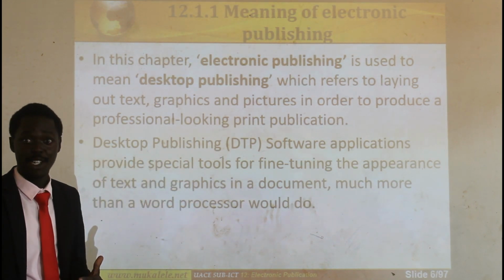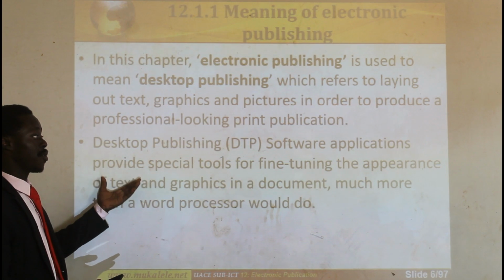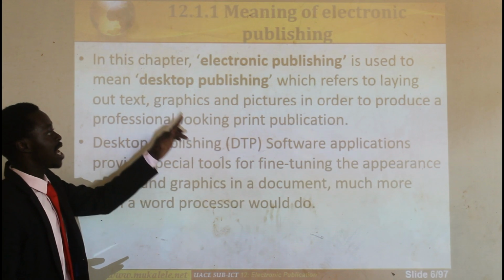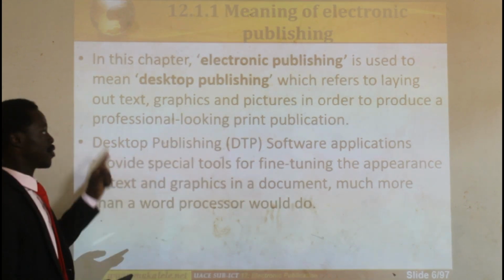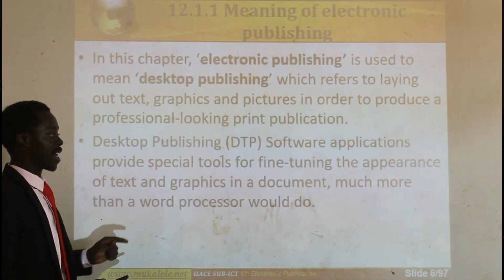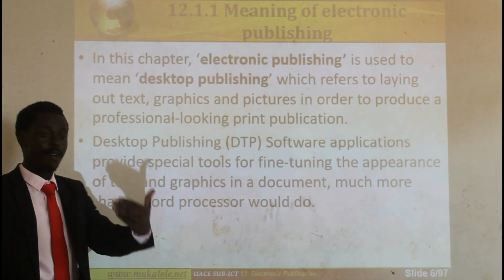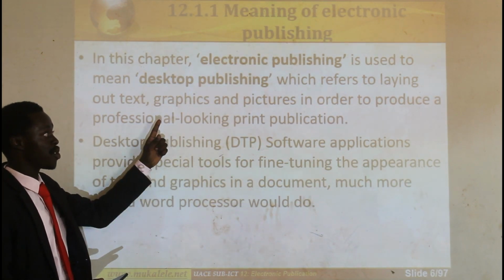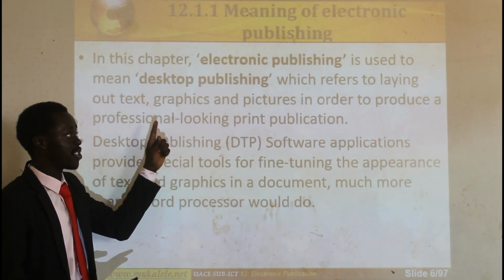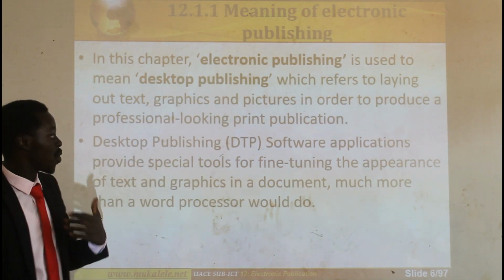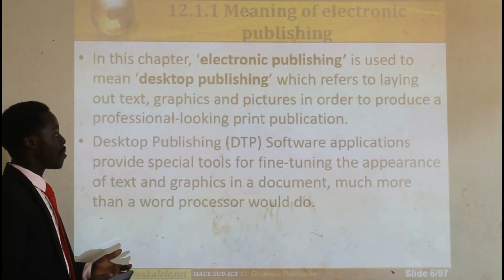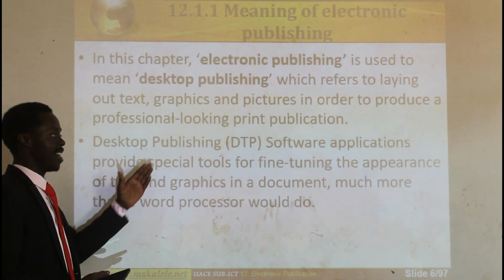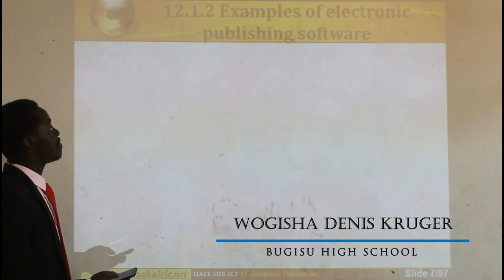So, desktop publishing software are the programs that we are going to be using to lay out text, graphics, and pictures in order for us to produce professional, good-looking print publications. As I move further, I'm going to give you examples of some of the print publications we can create using electronic publishing software, and I'll also give you examples of the programs, or call them desktop publishing software, usually abbreviated as DTP software.